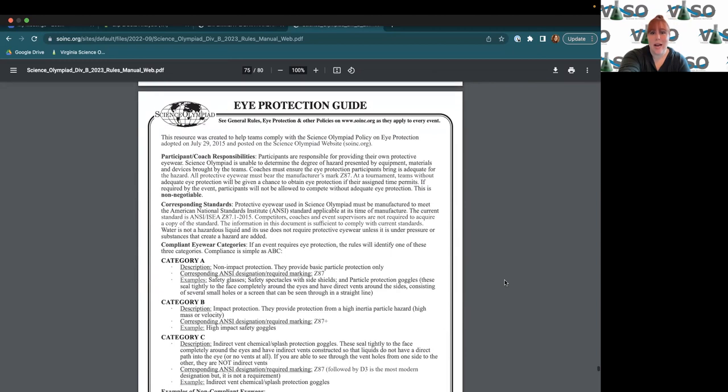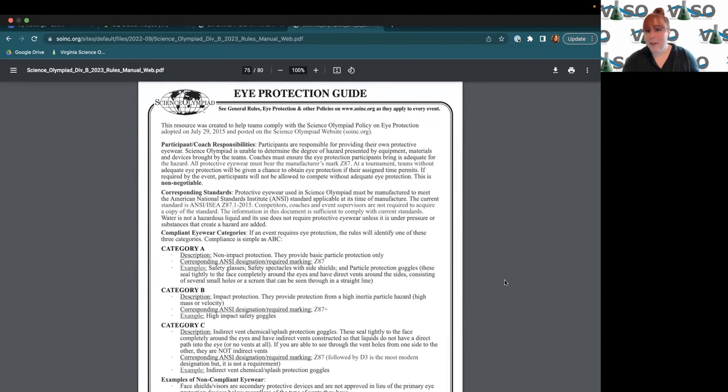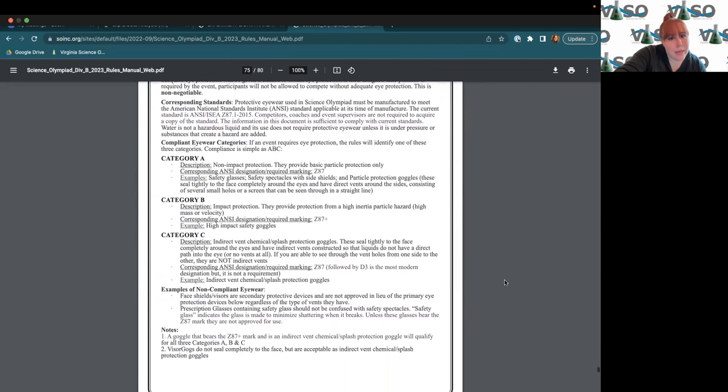After that, we also have our eye protection guide. So not every event requires eye protection, but our lab events, a lot of our build events do. And there are specific categories to the types of goggles permitted. We have categories A, B, and C, and they are different. Now it is possible to get a pair of goggles that meets all the criteria and they could wear them for all the events. But they have to have very specific designations on them.